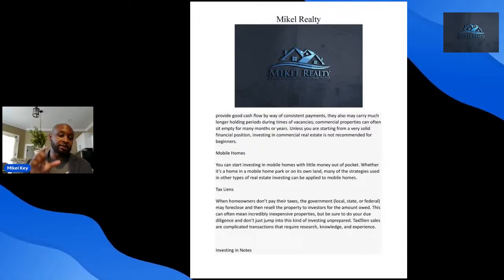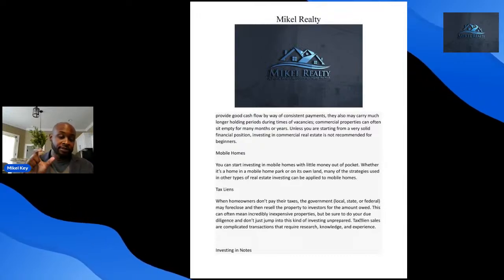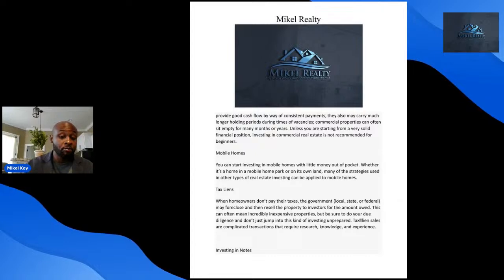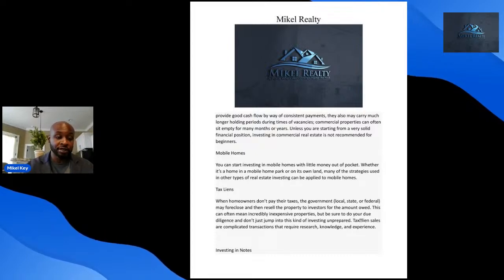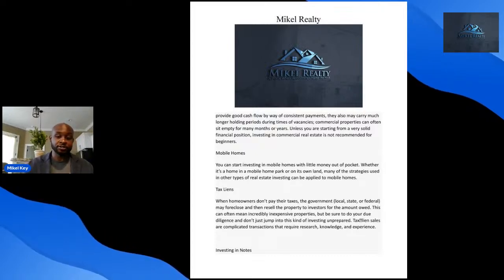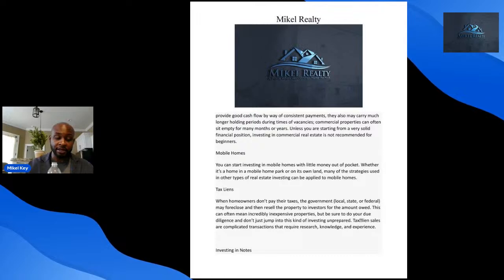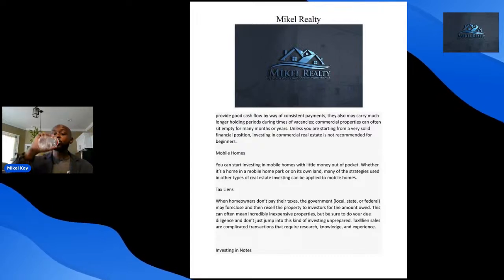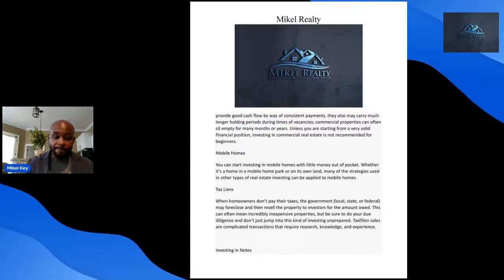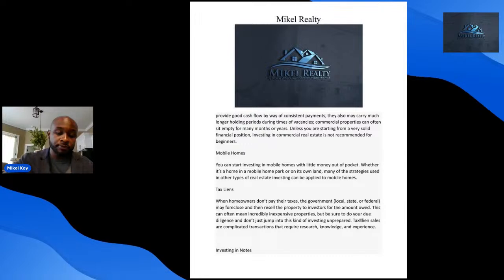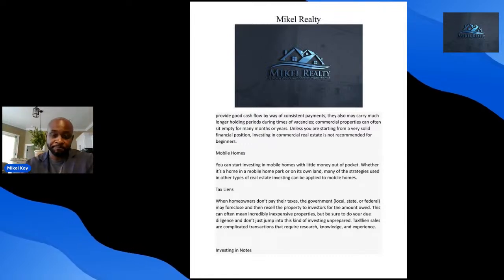So you think about the barrier to entry into real estate investing. Mobile homes, okay, is a really good asset class to invest in. Just think about that. You can get in for a very attractive price. Now, tax liens.